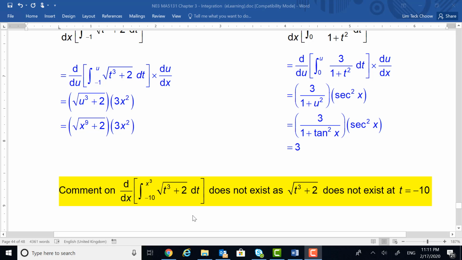One thing you must note is before you use the theorem, you must make sure that things work well. For example, if you choose an interval from -10 to x cubed, then this integral has a little problem, right? Because this function is not defined, say in the case when t is -10, or when t is even -9. So when that happens, you cannot really use the theorem because something's wrong about this, right?